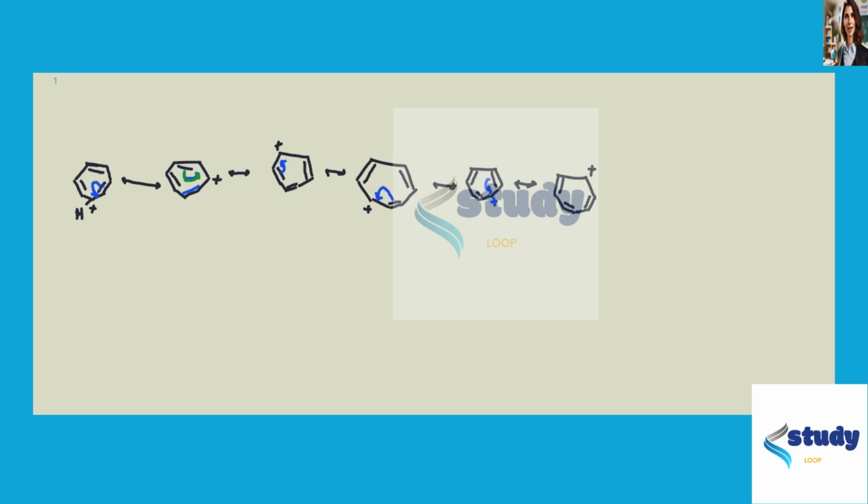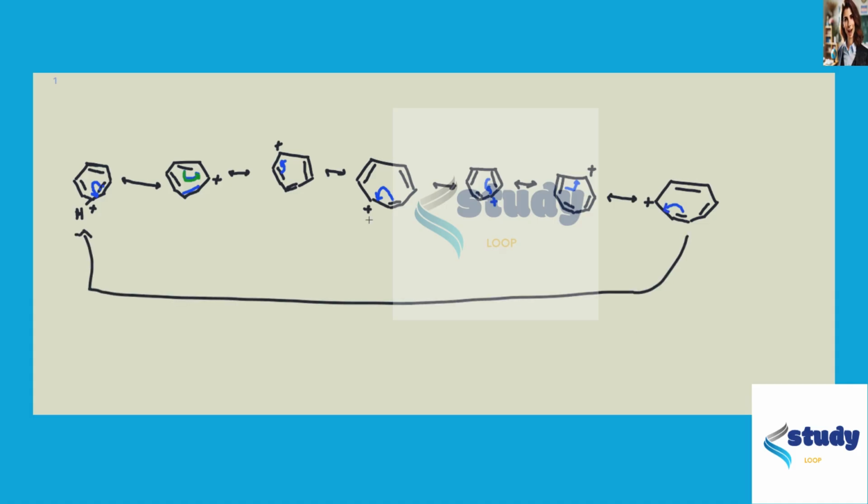Then we can draw one more resonance structure to move that pi bond over here. Then we get the carbocation on this carbon, and now finally, if I were to move this pi bond over here, then I would end up with my original compound again. So we have 7 resonance structures for this molecule here.